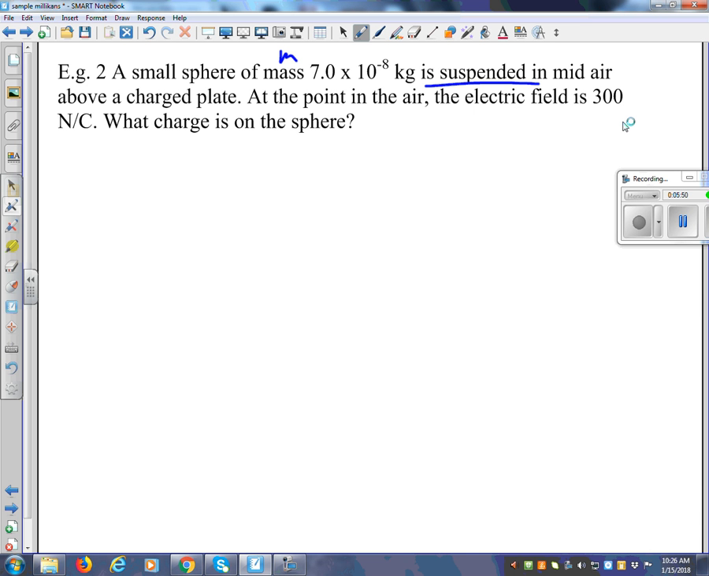At the point in the air, the electric field is 300. This is our E. Now we're asking for the charge.